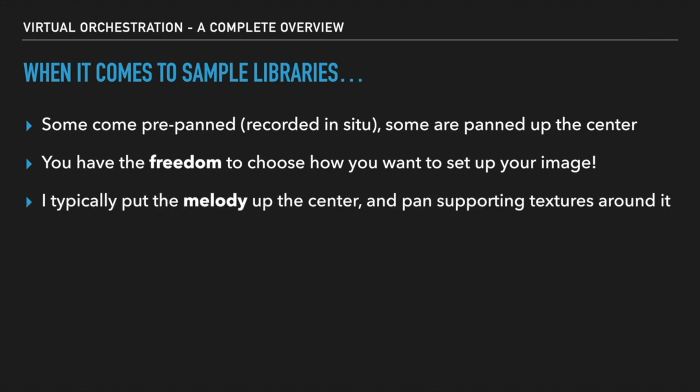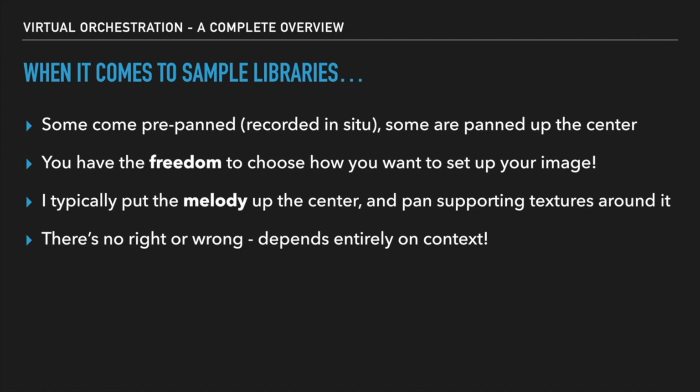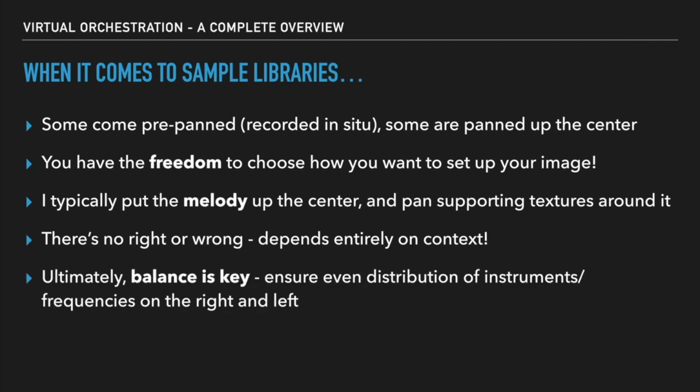I would typically put the melody up the center myself, and then I pan the supporting textures around that. So for example, if I have a string melody, then I would want the brass to wrap around it. So maybe I'll put some on the left, some on the right. Maybe I want a woodwind counter melody on the left, some percussion on the right, so that leaves room for the strings up the middle. There really is no right or wrong here, it just depends entirely on the context of your piece. Ultimately, I would say balance is key.